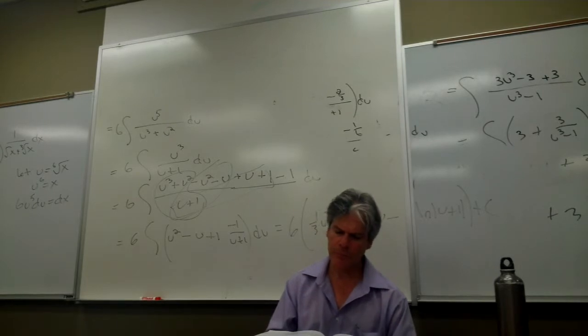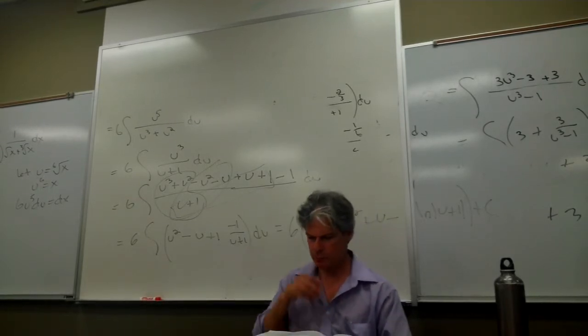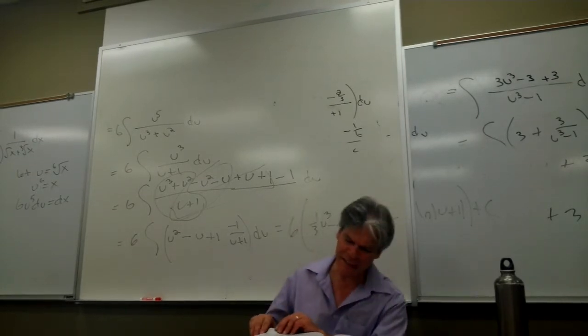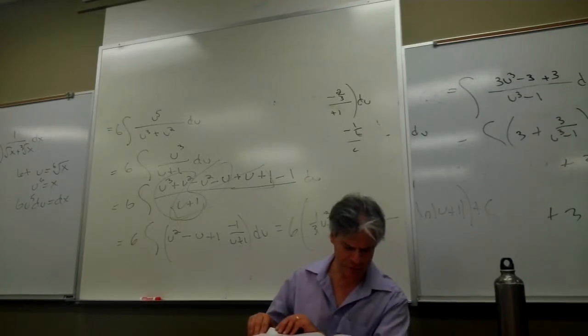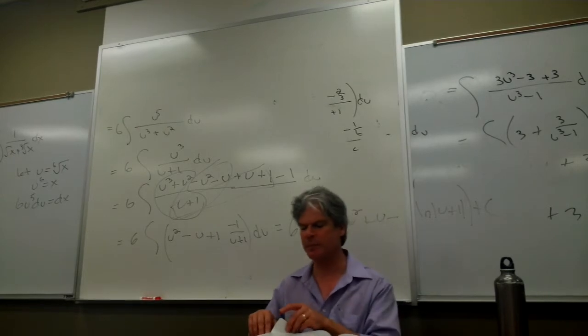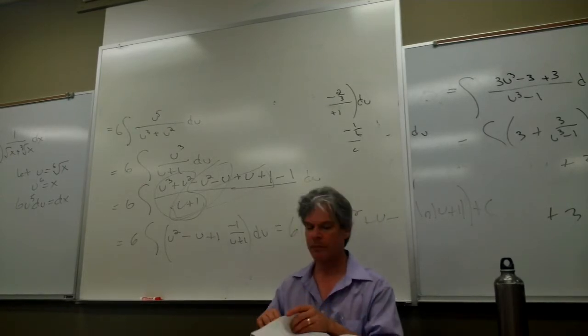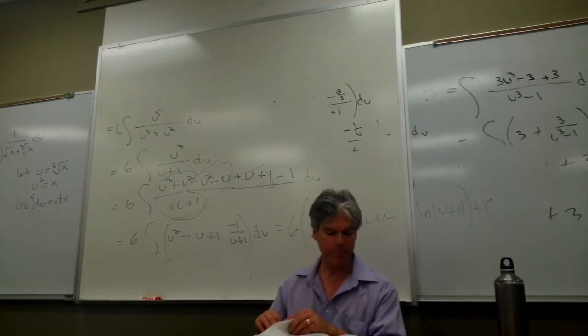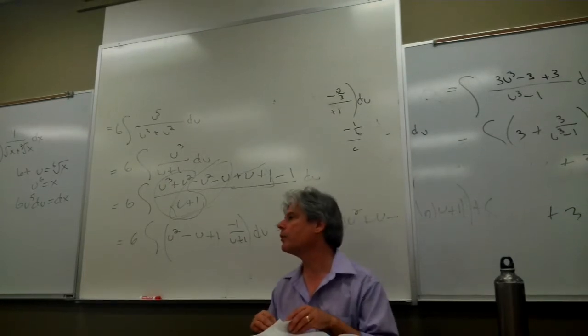60 through 65 all. Is that it? 1, 2, 3, 4, 5, 6 exercises. This is 7.5, right? No, this is 7.4, 60 through 65 all.